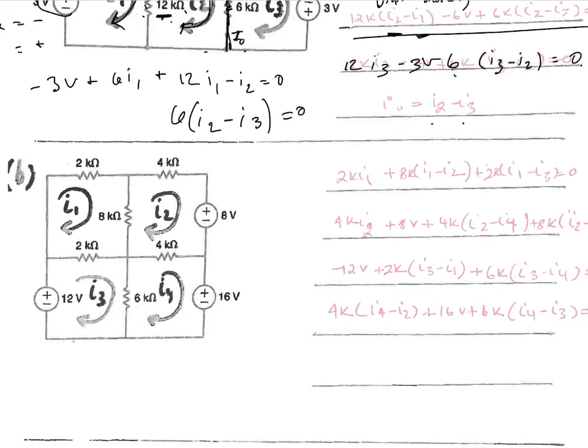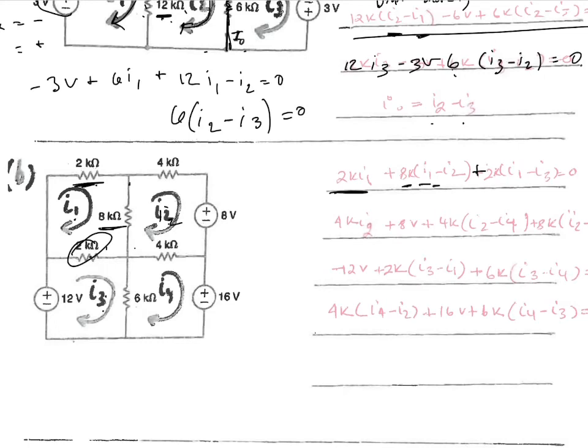This second one down here, it is the exact same thing. So for I1, we start with 2I1, and it's not being shared with anything, so that's fine. Then we go to 8, and we have 8I1 minus, where it started, minus what it shared with, I2, plus this 2k here, and it's starting with I1 minus what it's shared with, which is I3. Set that equal to 0.